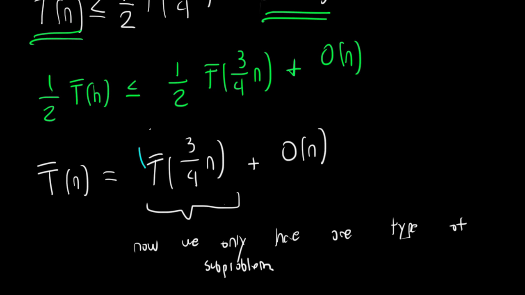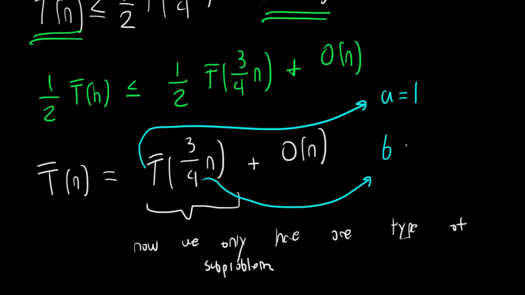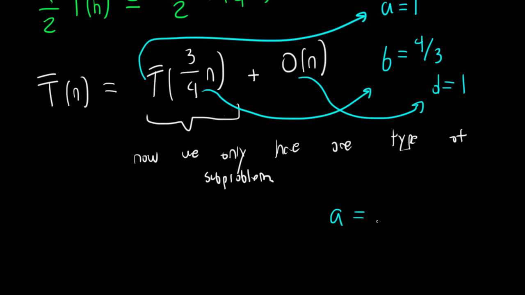So what do we see? What's the value of A? Well, we don't see anything, so that's going to be 1. What's the value of B? Well, the value of B over here is going to be a little bit strange, but it's going to be 4 over 3. And what's the value of D? Well, we don't see anything, so that's obviously going to be 1. So what case is this? Well, we compare A, which is 1, to B to the power of D, so 4/3 to the power of 1. What is the comparison? Well, this is going to be bigger, and this is going to be case number 1.